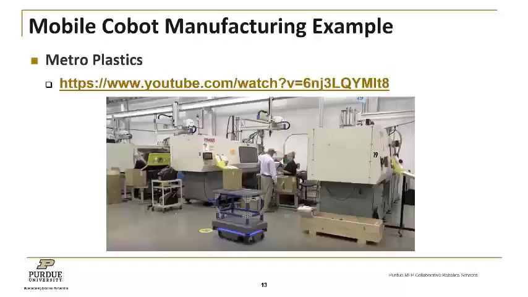Another one too on the mobile industrial robots, or the autonomous mobile robots, is a case study from Metro Plastics. Again, I've got a link here on the slide. But this one was really interesting. It was a small family business. They wanted to retrofit their existing operation and get some automation going, but they really weren't sure where to start.